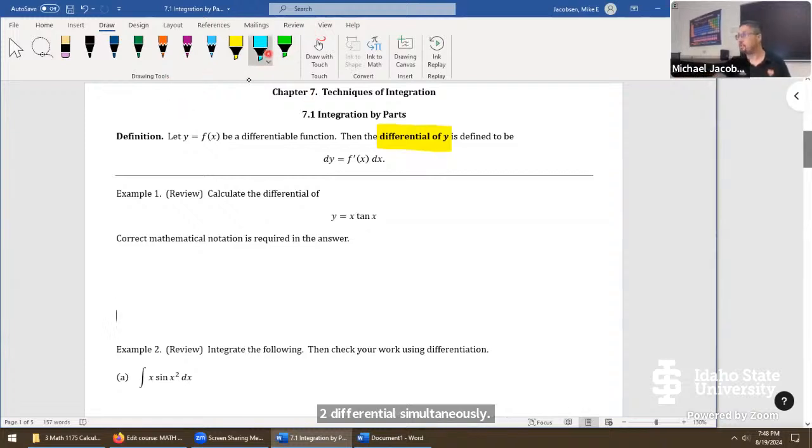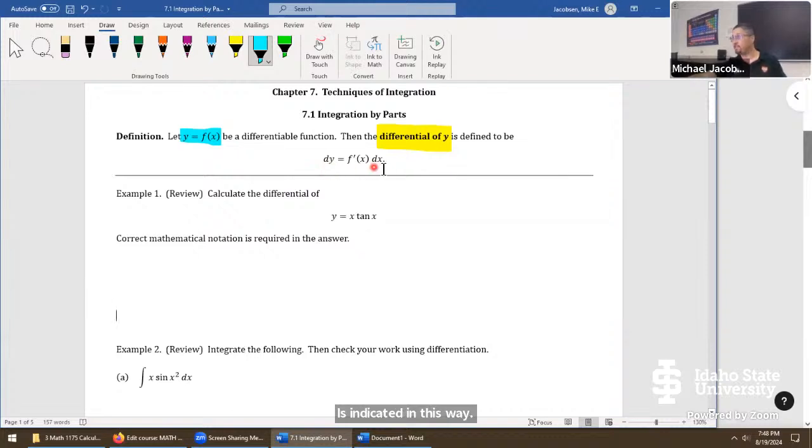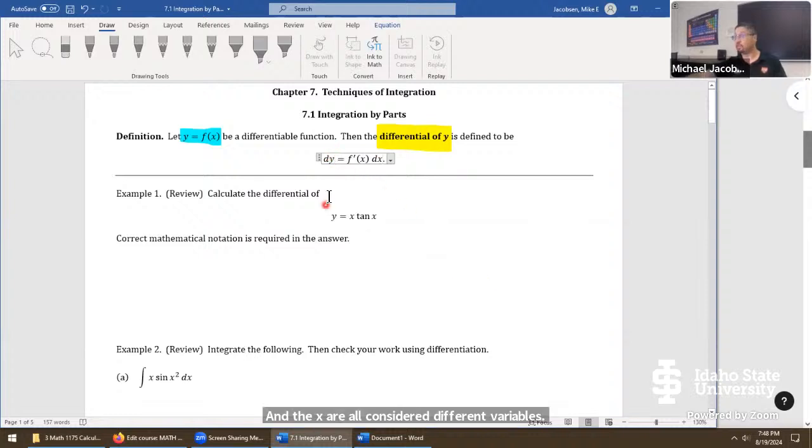So if you have a function, and if it's differentiable, then the differential, notice the difference in those words, they're different, is indicated in this way. We take a dy to indicate the differential on the left, the derivative, and a dx. The dy, the dx, and the x are all considered different variables. x and dx are independent variables, and we think of the dy as a dependent variable.